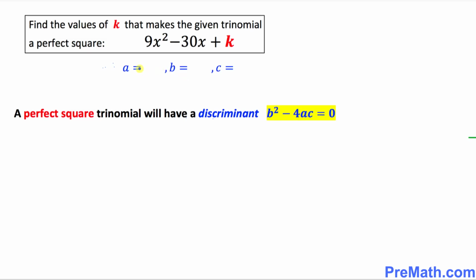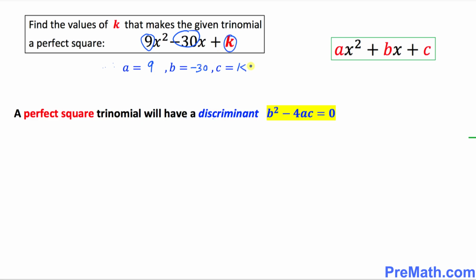For that purpose, we are going to find the values of a, b, and c. Now we are going to compare this given trinomial with the standard form of the quadratic expression. And we can see our a is 9, b is negative 30, and c is k.